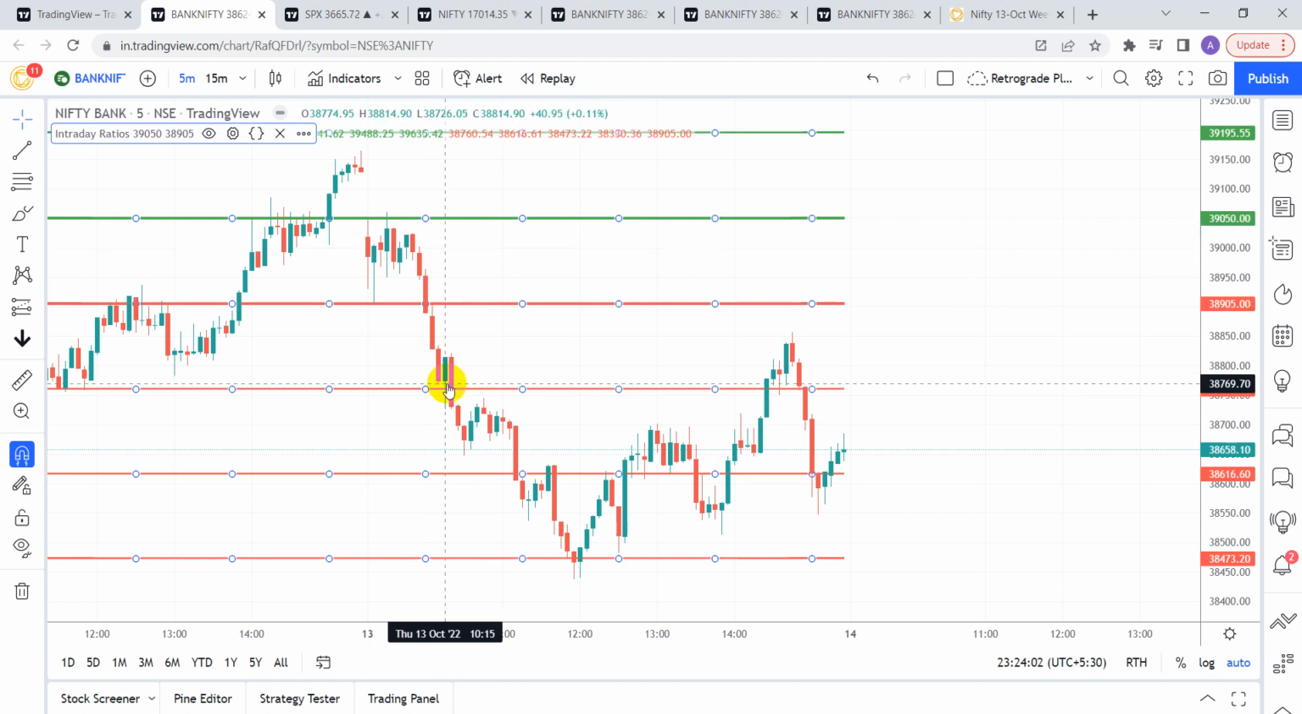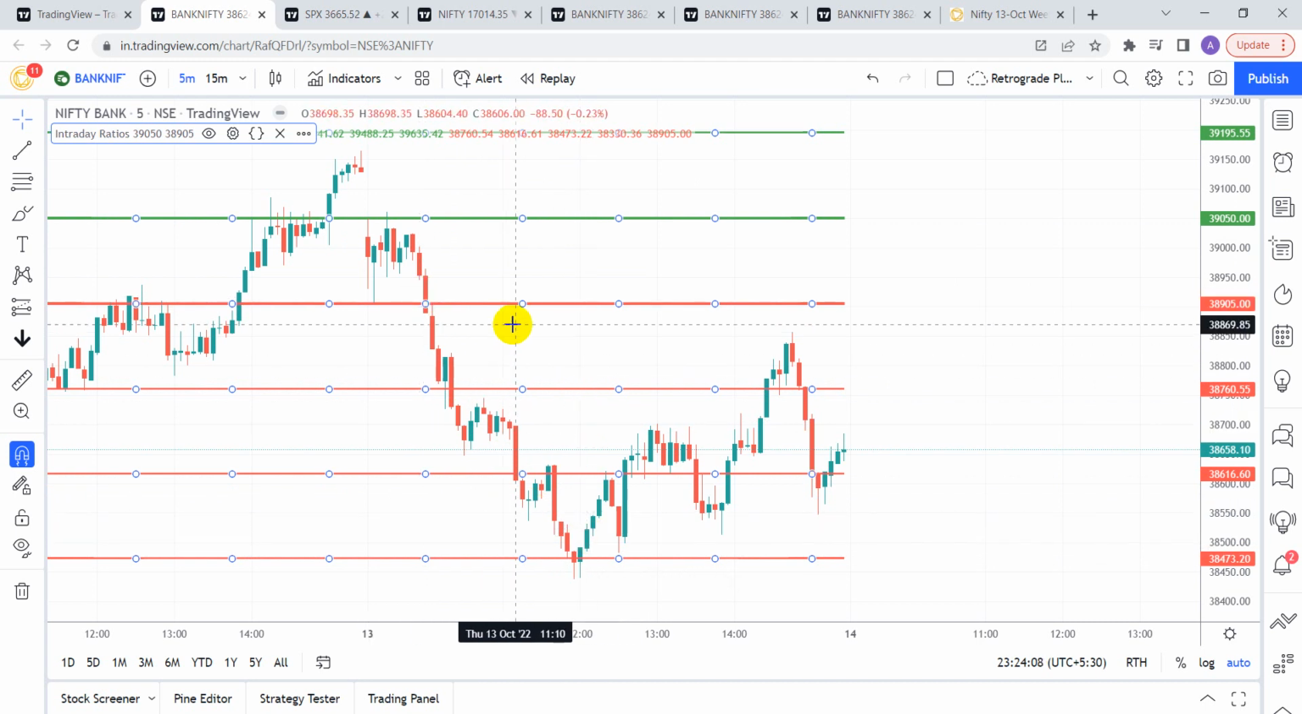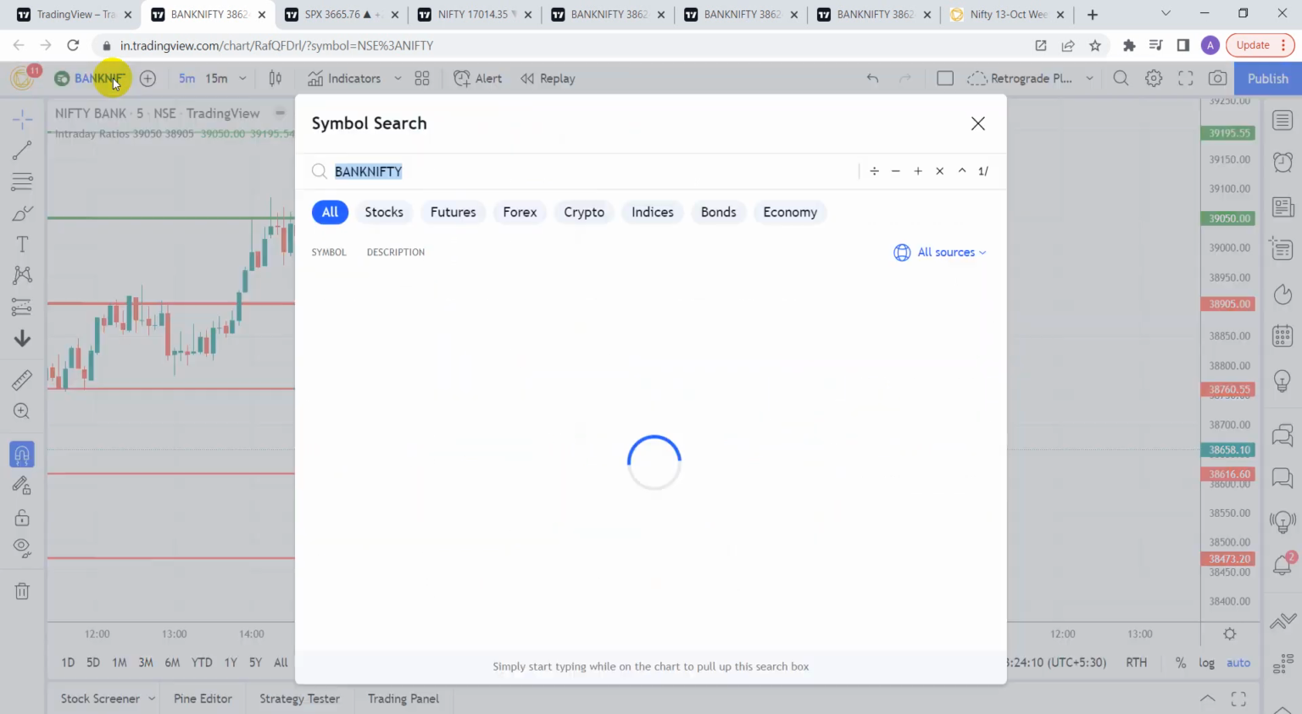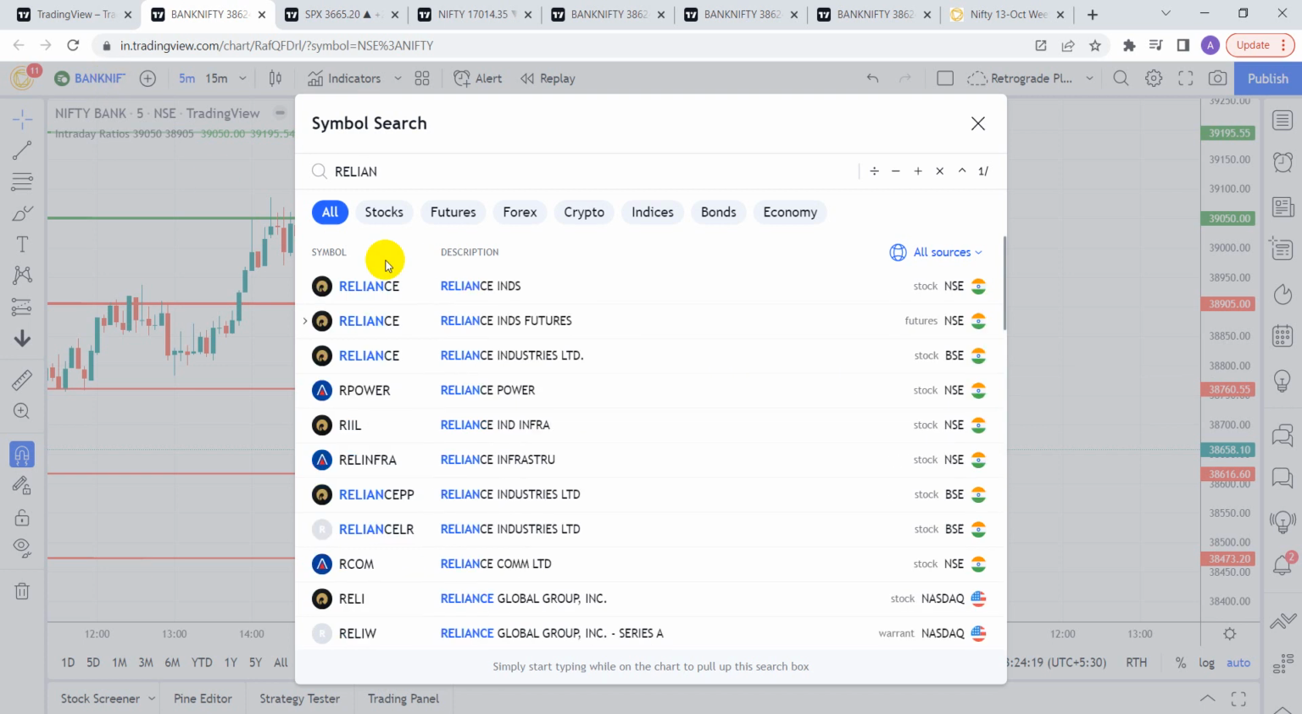This is my first target. This is my second target. This is my third target. It hit all the targets here without hitting the trailing stop loss. So this is a simple way you can use it. And let's take an example of any random stock. Let's take Reliance as an example. You can apply it on any stock per se.